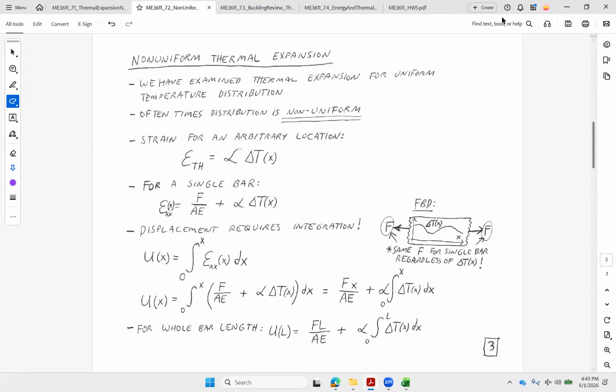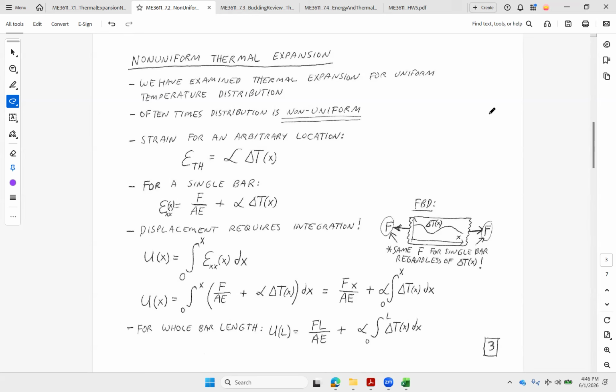All right, so let's talk a little bit about non-uniform thermal expansion. Now, in all these prior examples, we assumed that delta T was going to be a constant on each of those bars. So for uniform thermal expansion, epsilon is alpha delta T, and delta T was a constant. Then when I integrate up to displacement, it's just alpha delta T times L, because alpha and delta T were constant. But very often in real life, our distribution is going to be something non-uniform. So that means my delta T might be a function of my position down the length of that bar.